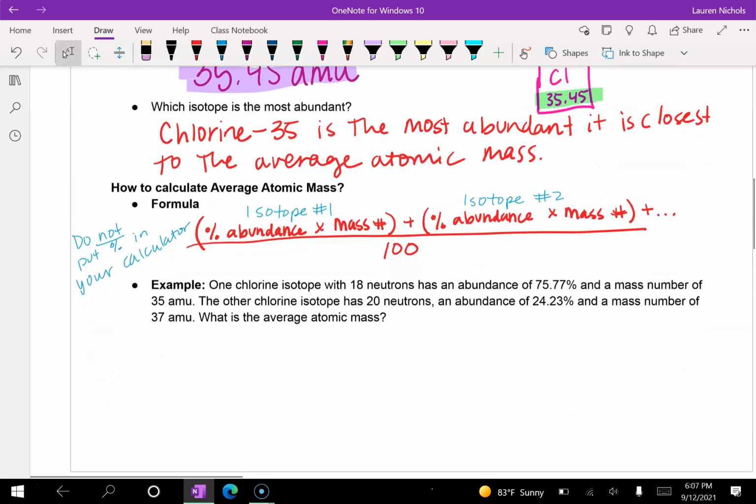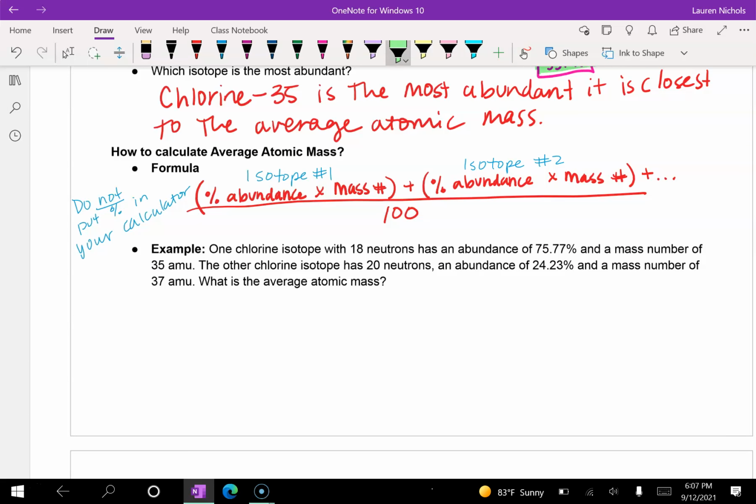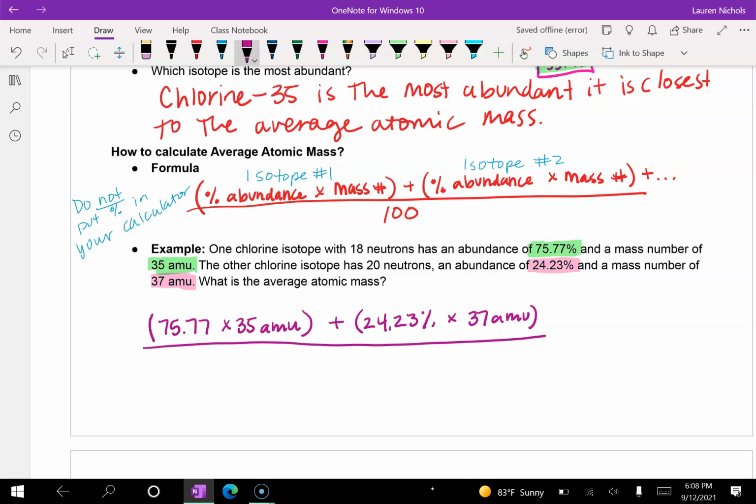Okay, so let's look at this example. It says one chlorine isotope with 18 neutrons has an abundance of 75.77% and a mass number of 35 AMU. The other chlorine isotope has 20 neutrons and an abundance of 24.23% and a mass number of 37 AMU. What is the average atomic mass? So we take our first isotope, which I highlighted in green, and our percent abundance, 75.77 times 35 AMU, plus our second one, 24.23% times 37 AMU, and we'll divide it all by 100 at the end.